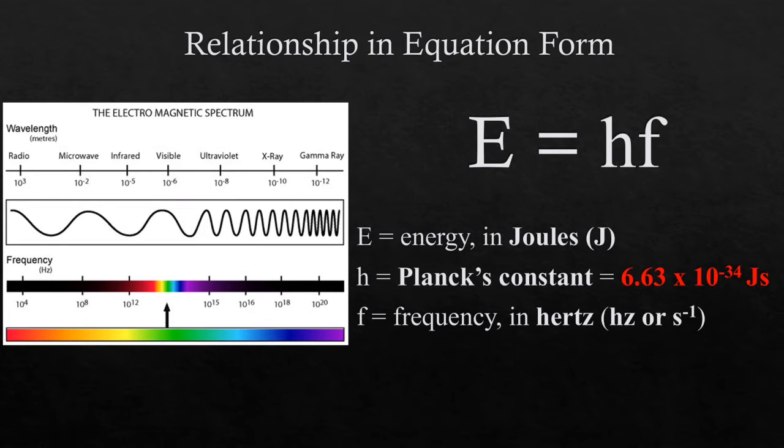Next, we're going to relate energy and frequency. So the equation is E equals H times F. E is energy, and the unit for energy is joules. H is another constant. It's Planck's constant, and that number is 6.63 times 10 to the negative 34 joules times seconds. And finally, we have frequency, which is F, and that again is in hertz or inverse seconds.